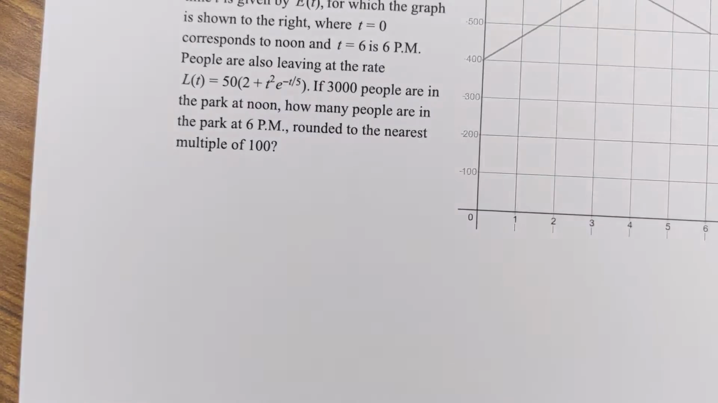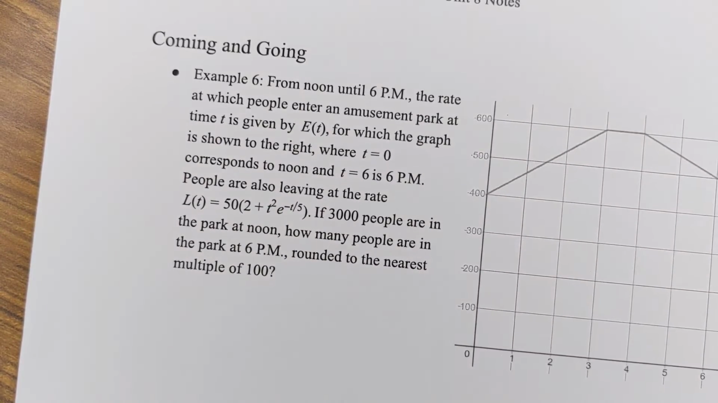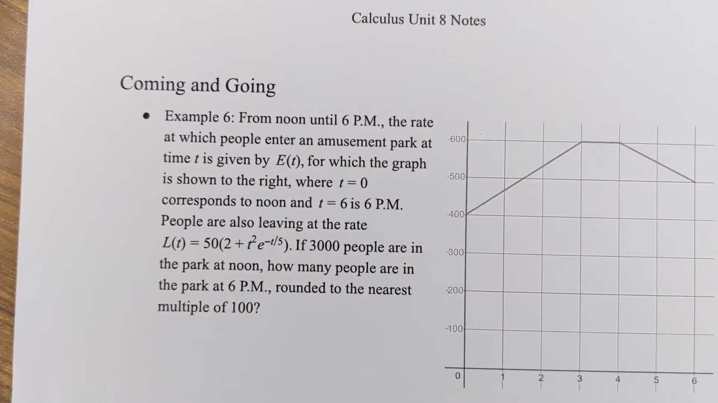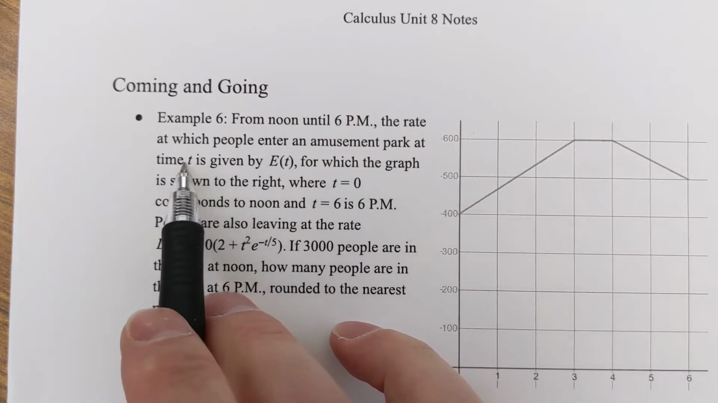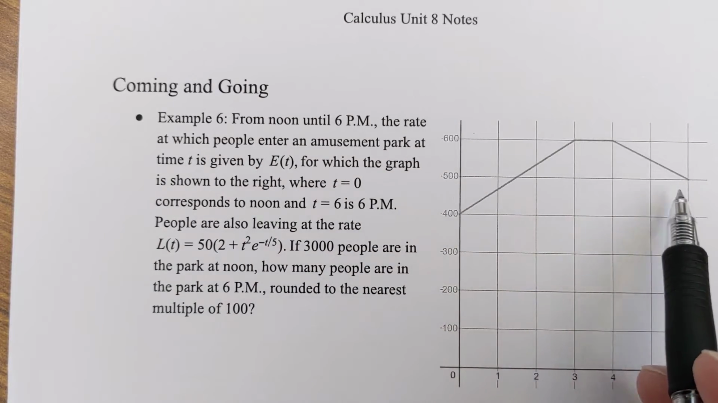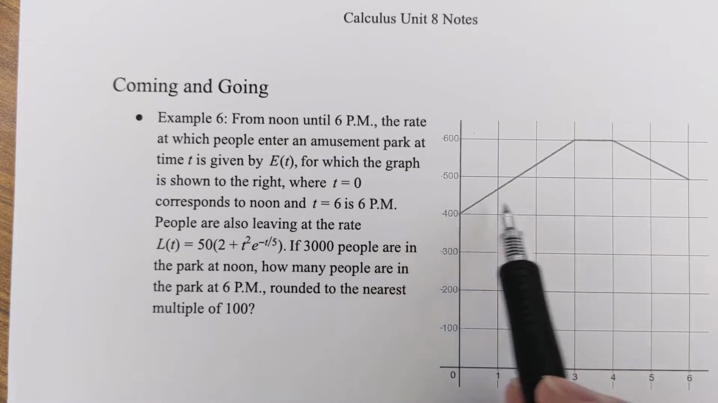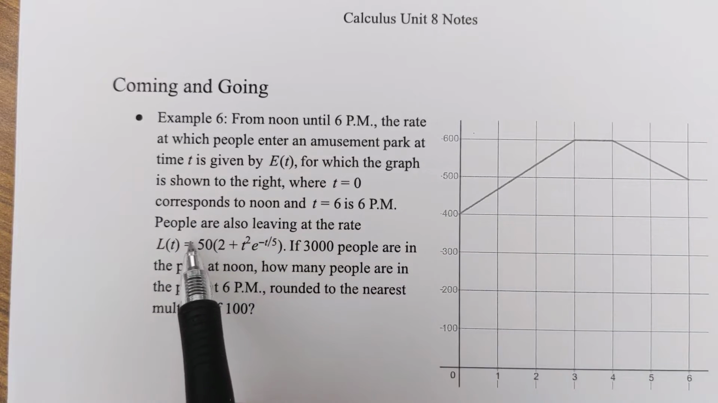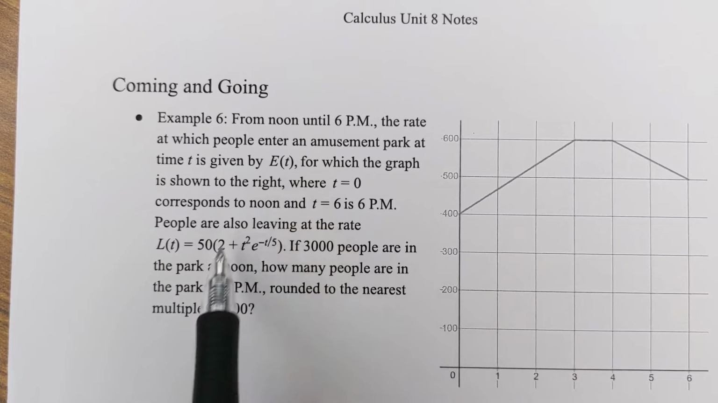So that's the total consumption. All right, so example 6. From noon until 6 p.m., the rate at which people enter an amusement park at time t is given by E of t, which the graph is over here, where t equals 0 corresponds to noon, and 6 is 6 p.m. People are also leaving.